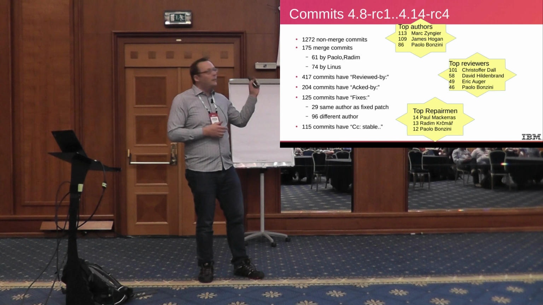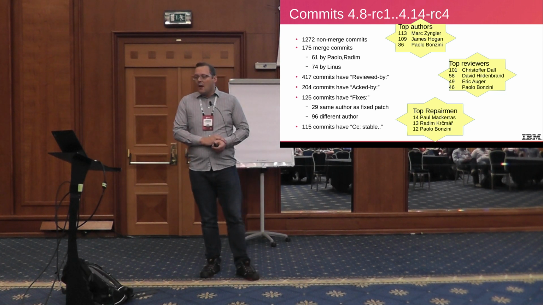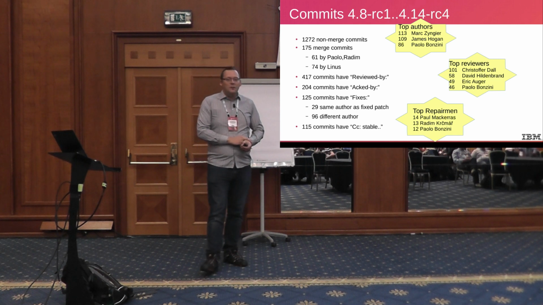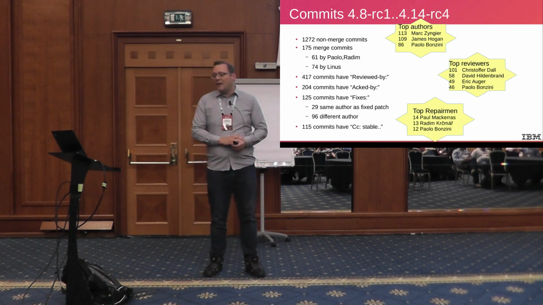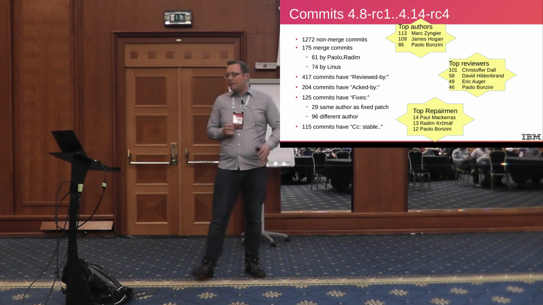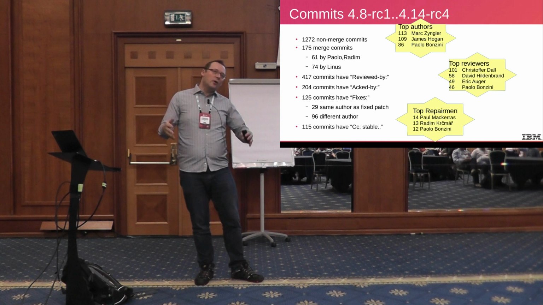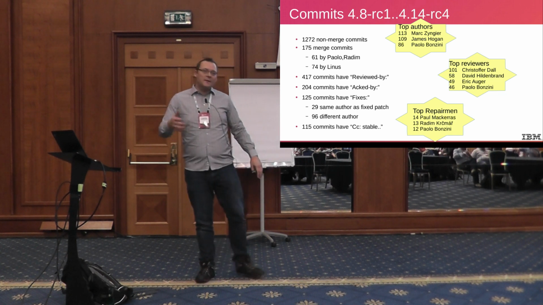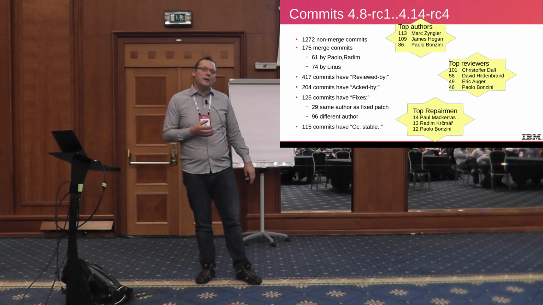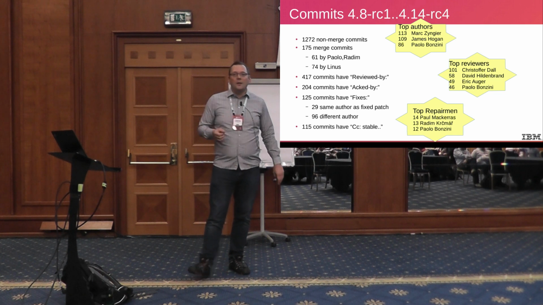From 4.8 RC1 till RC4 of today's 4.14 kernel, we have 1,272 non-merge commits. And we have 175 merge commits. Of these, 61 are made by Paolo or Radim, which means these are pull requests where our core maintainers pulled from architecture maintainers. And we have 74 merge commits made by Linus, usually pulling from Radim, Paolo, or other maintainers.